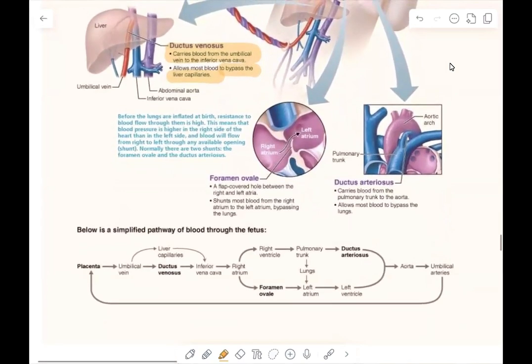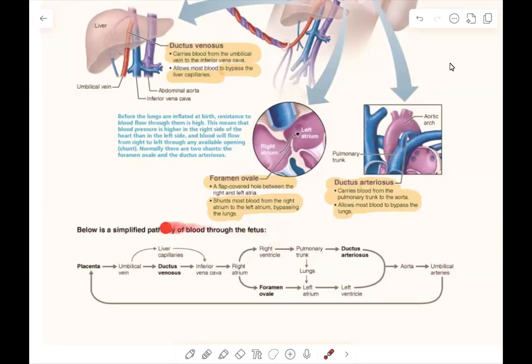Before the lungs are inflated at birth, resistance to this blood flow through them is very high. So the blood pressure is higher in the right side of the heart than the left side. And that flips after birth. So here's the foramen ovale, and that's going to shunt blood from the right atrium to the left atrium to bypass the lungs. The ductus arteriosus is carrying blood from the pulmonary trunk to the aorta.